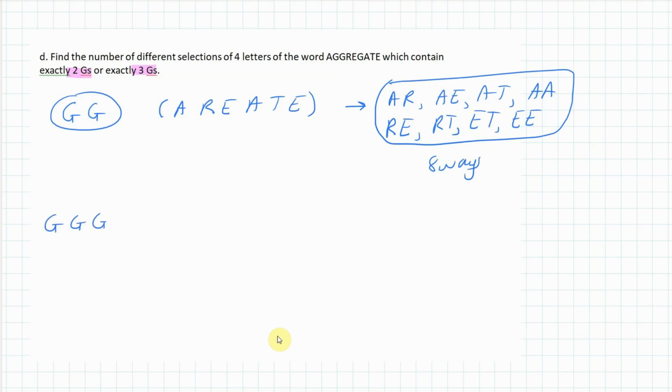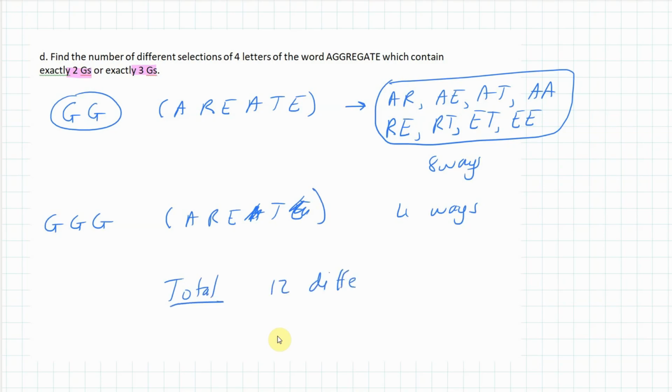Now let's consider when we've got 3 G's. We've got GGG, and we've got to choose one from the rest of these. You can see that's a repeat, so you can ignore that one. That's a repeat, so you can ignore that one. So there's 4 ways that you can choose your final letter there. So in total, 12 different selections, 8 plus 4.